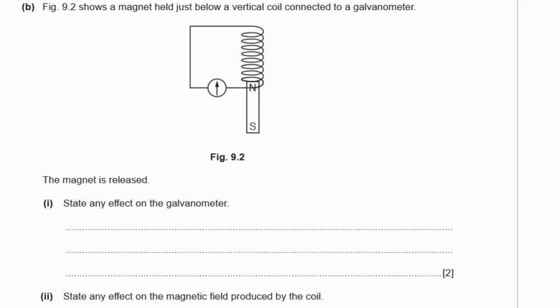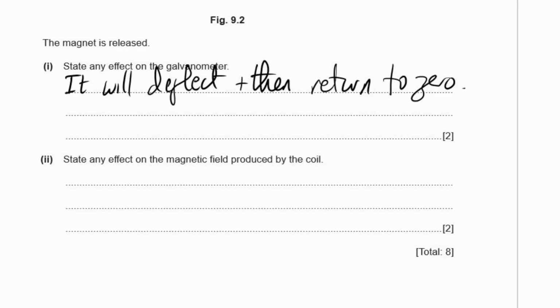B. Figure 9.2 shows a magnet held just below a vertical coil connected to a galvanometer. The magnet is released. State any effect on the galvanometer. Well, what you're going to see in this situation is you're going to see the galvanometer switch to one side and then switch back. Maybe to the right, maybe to the left. It depends on how it's been set up. So it will deflect and then return to 0.